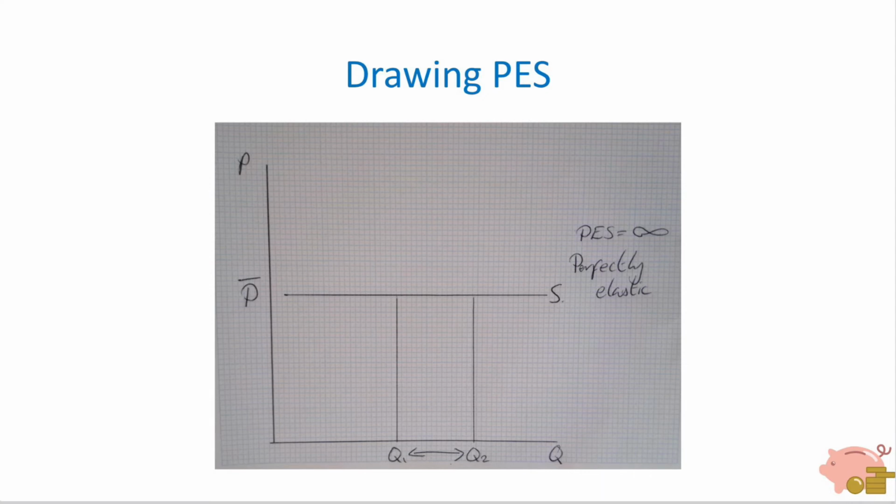So once again here, the only price that can be charged would be P. If we increase the price at all, supply would rise to infinity, and if we reduce the price at all, it would fall to zero. So the quantity supplied is independent of the price.